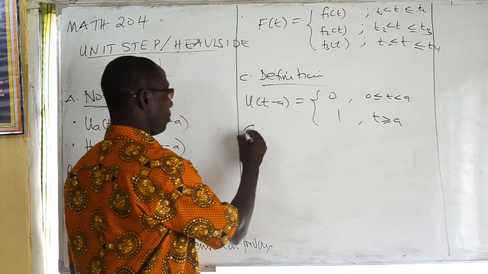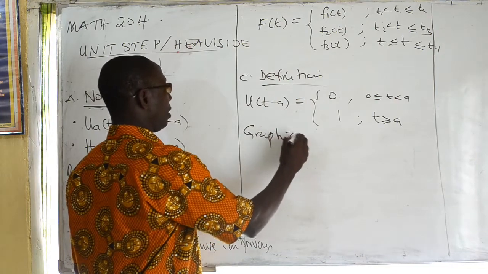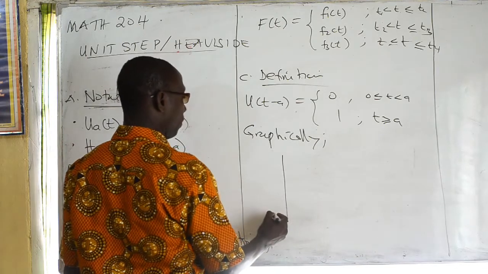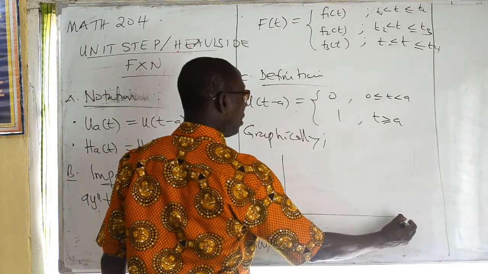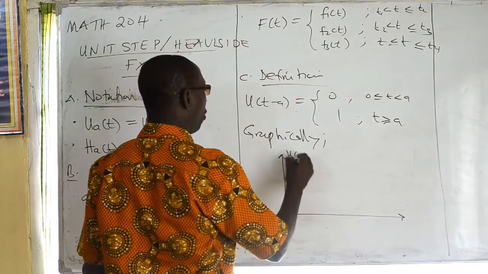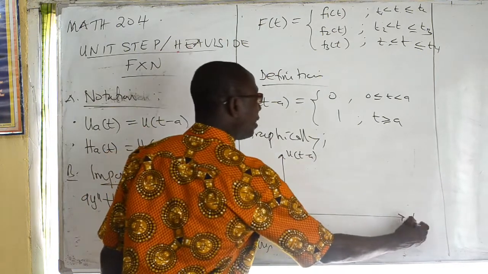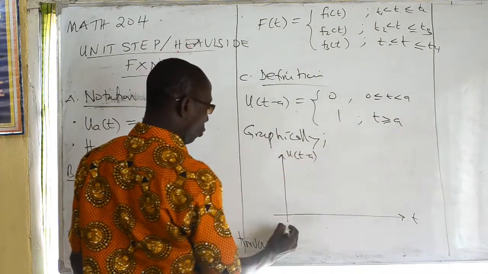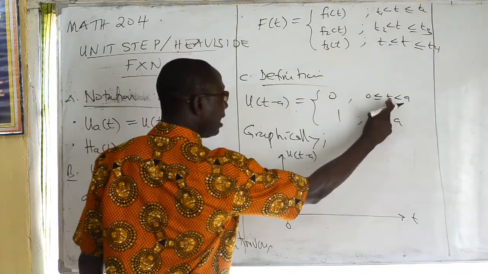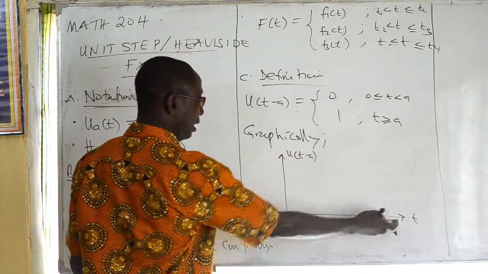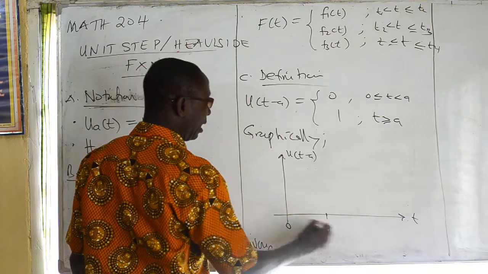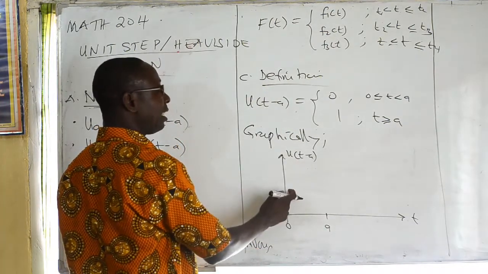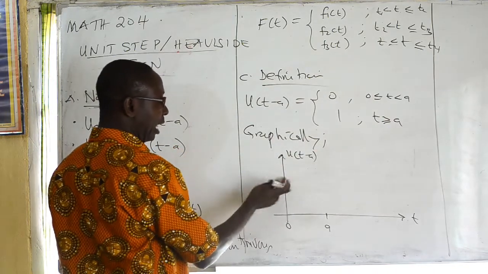Graphically, we'll have u of t minus a here, then we have the t axis there. There's 0 here on the t axis, and I can put my a here. And on the u(t minus a) axis, the numbers are 0 and 1. So I have 0 here, and I have to create 1 here.